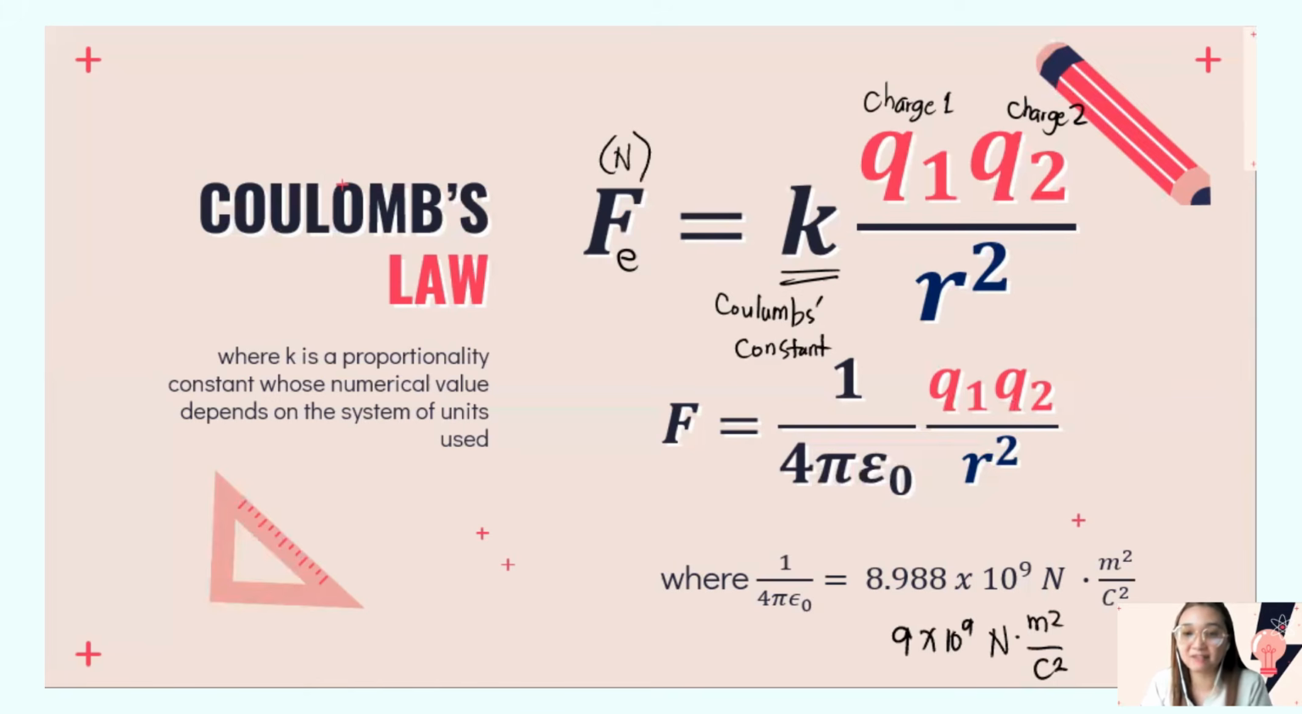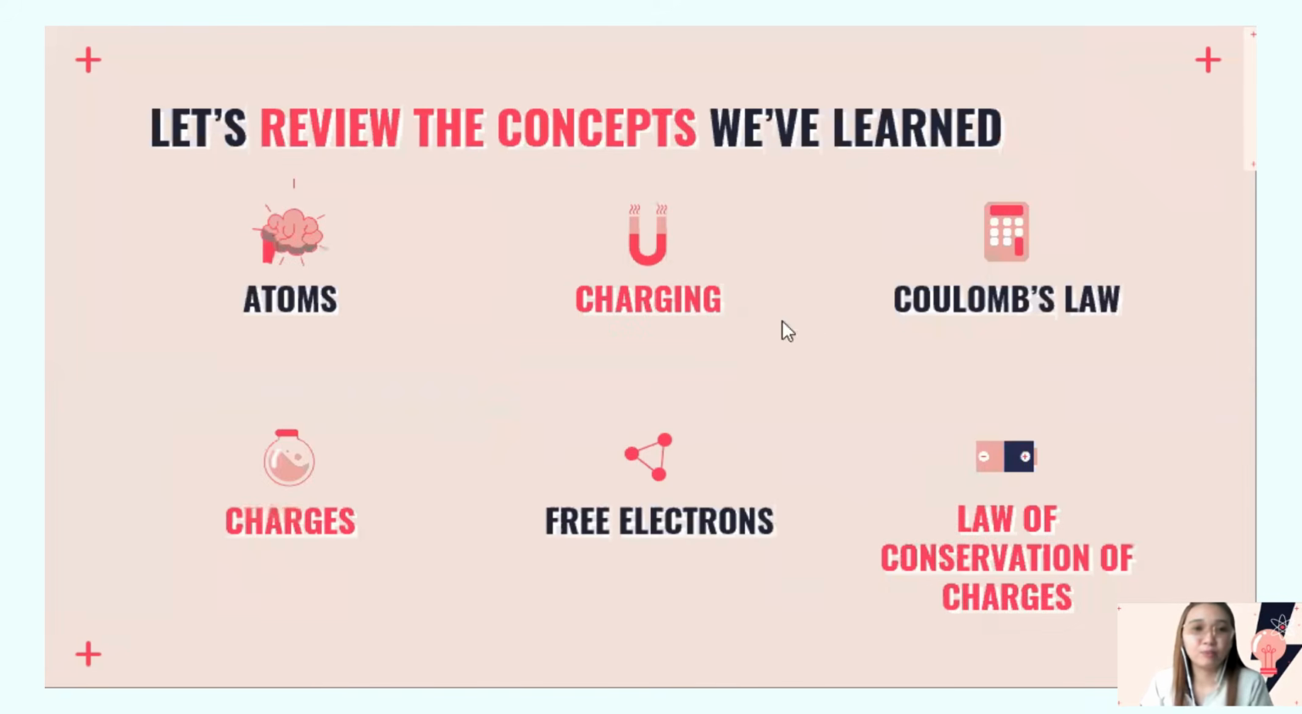So let us review or recall what we have discussed. So first, atoms. Atoms consists of three parts. Okay, the neutrons, protons, and electrons. Okay, the charges we have is electrons and protons. Electrons has negative charge. Protons has positive charge, which is equal to 1.6 times 10 raised to negative 19 coulombs.